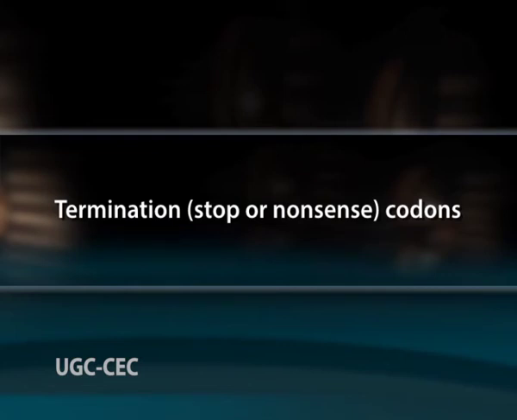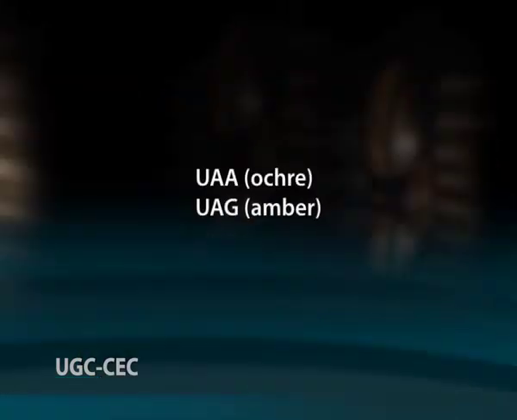Termination, stop or nonsense codons. 3 of the 64 codons, UAA, UAG and UGA, do not code for any amino acid. They are termination codons which, when one of them appears in an mRNA sequence, indicate the finishing of protein synthesis. They are also called stop codons, dedicated to ending translation. The 3 stop codons also have colloquial names. UAA stands for ochre, UAG for amber, UGA for opal, with UAA being the most common in prokaryotic genes.